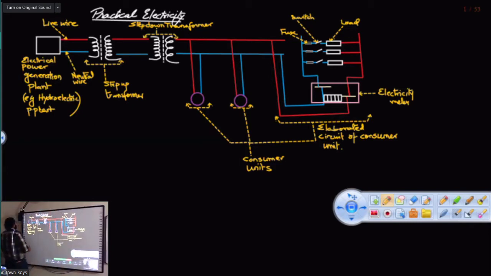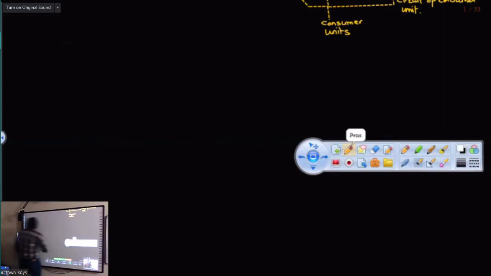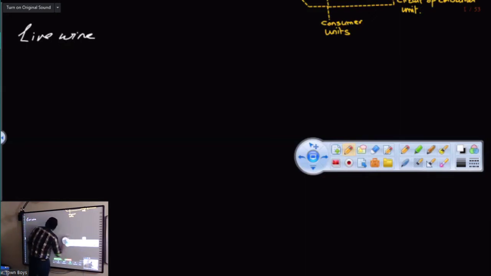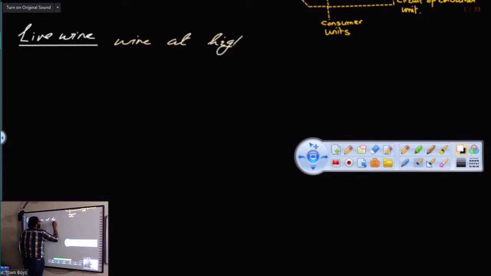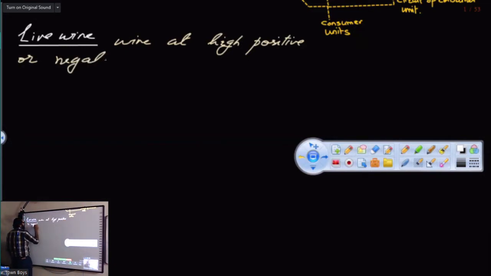So now I'm going to write over here that live wire is a wire at high positive or negative potential. High positive or negative potential.